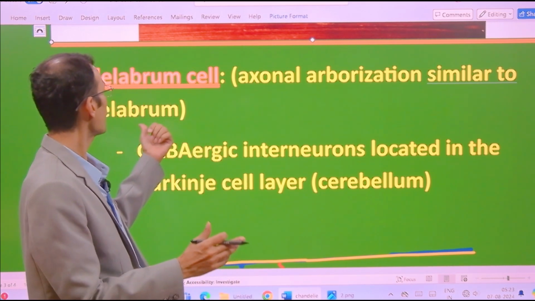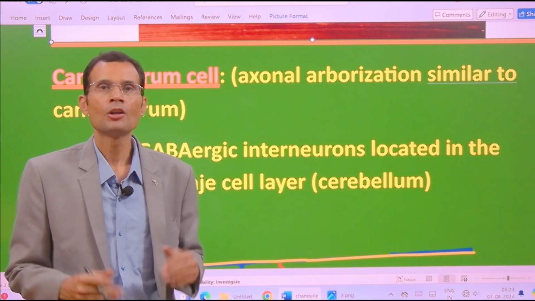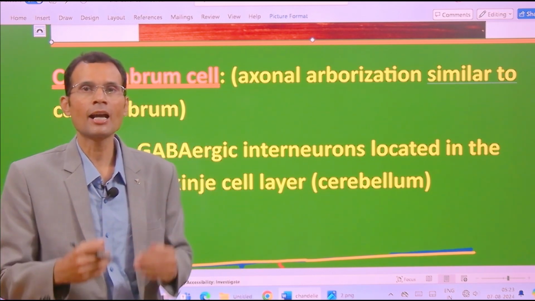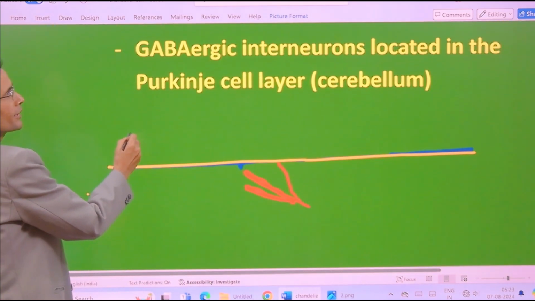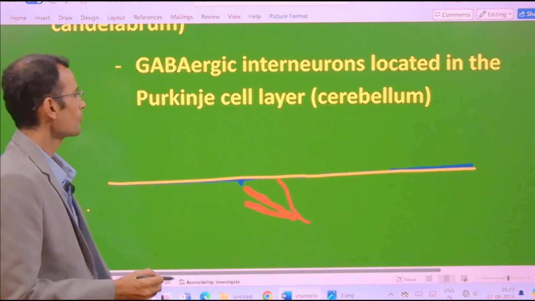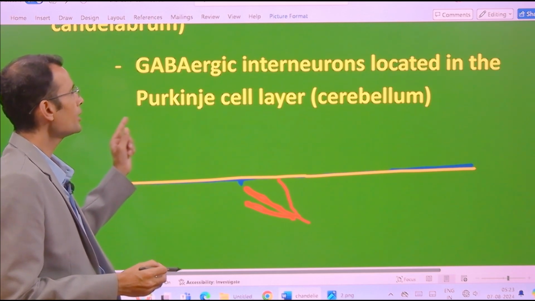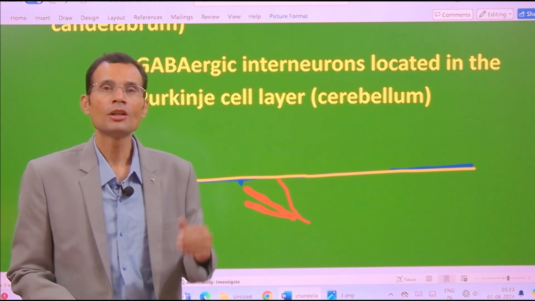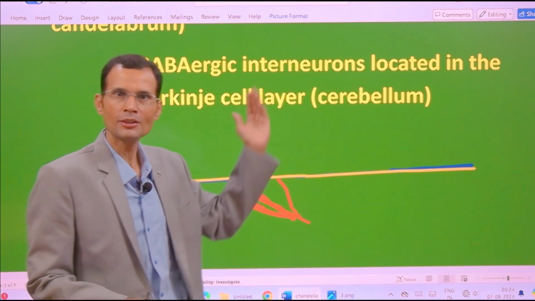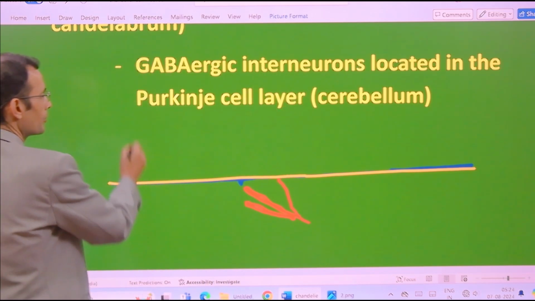Where do you find the candelabrum cell? In the cerebellum. Where does it synapse? It synapses with the Purkinje cell, the Purkinje neuron. So this is a GABAergic interneuron located in the Purkinje cell layer. Again, a GABAergic interneuron is common between these two, Chandelier and candelabrum.